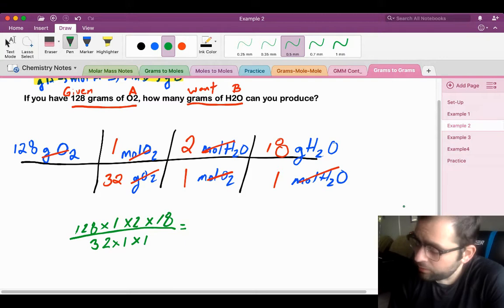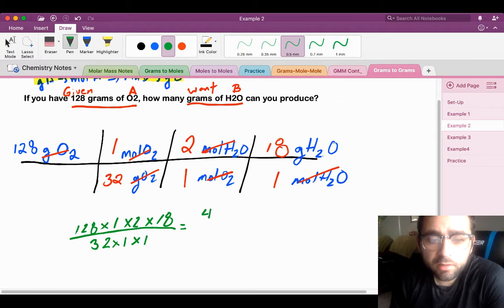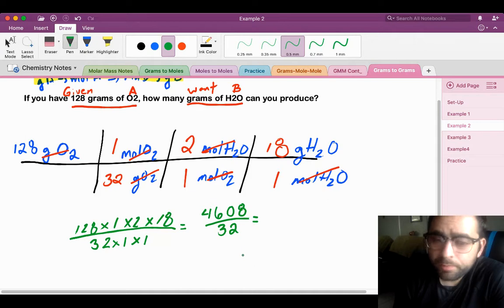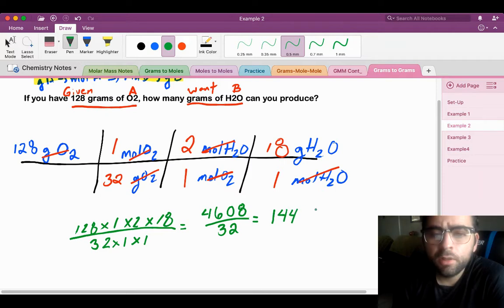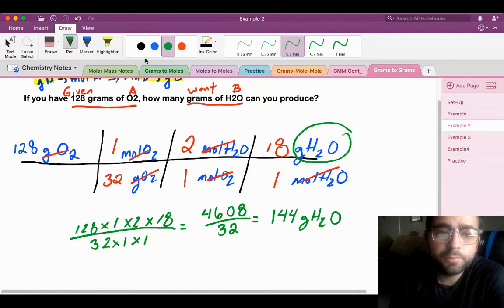So let's plug them in, and we get 4,608 over 32 at the bottom. So all I got to do now is divide top and bottom. 4,608 divided by 32 gives us an answer of 144. So 144, and the unit, whatever didn't cancel, grams of H2O. And that's the answer for that one.